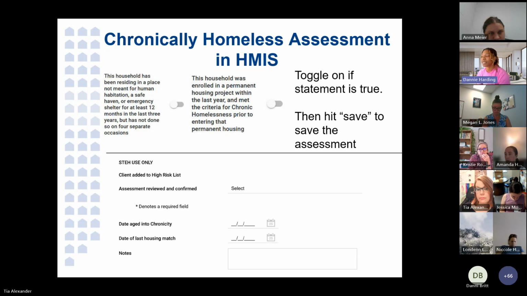Hit save and save the assessment. The strategies used only section is the last section of the assessment and is for coordinated entry to document if the client is on the high risk list and if strategies coordinated entry staff have confirmed chronic status for the client. Please do not change anything on this section.